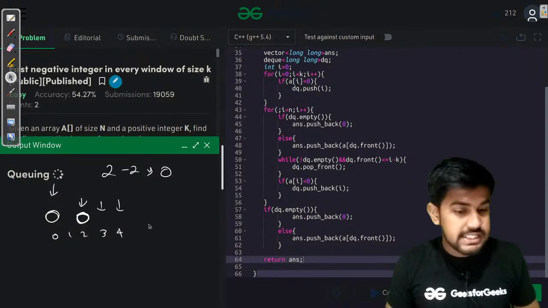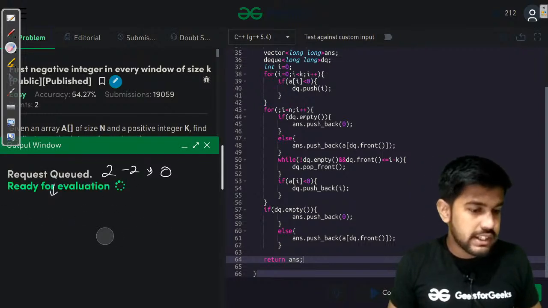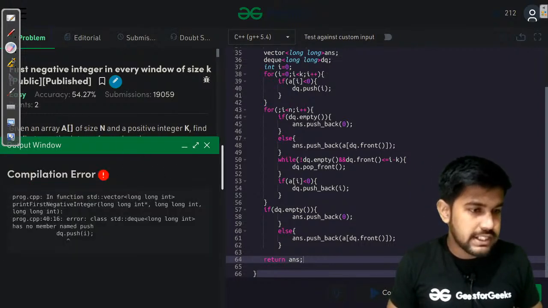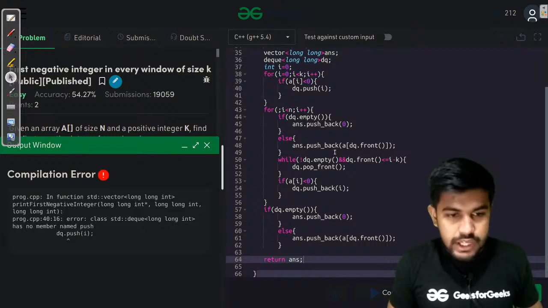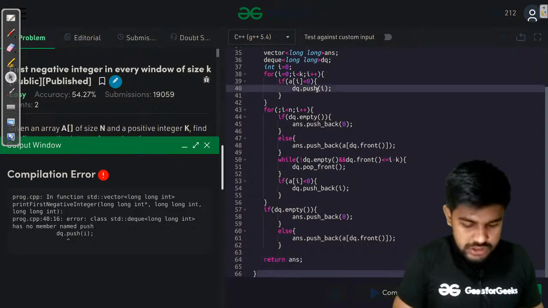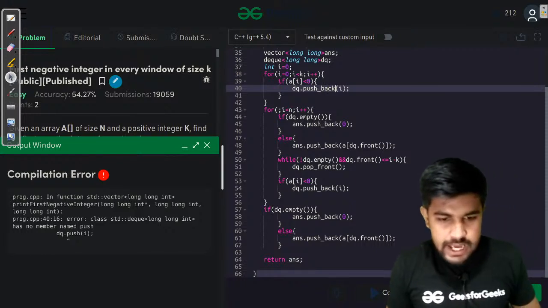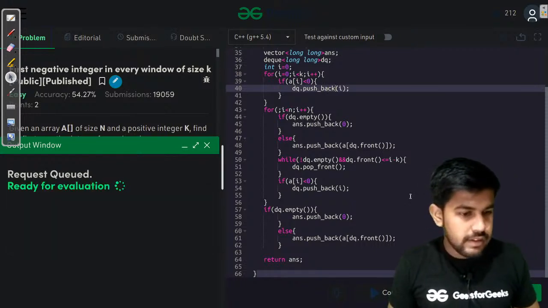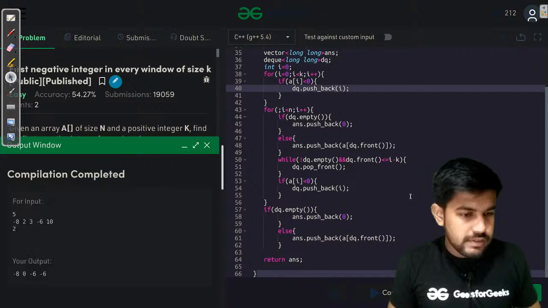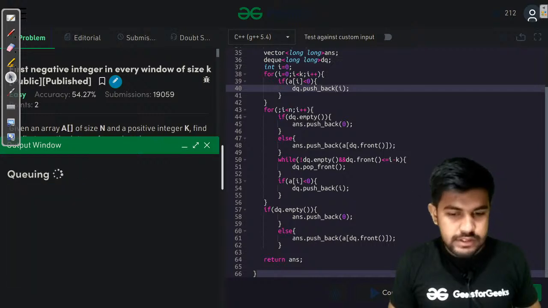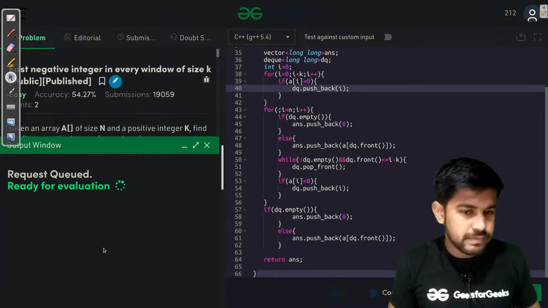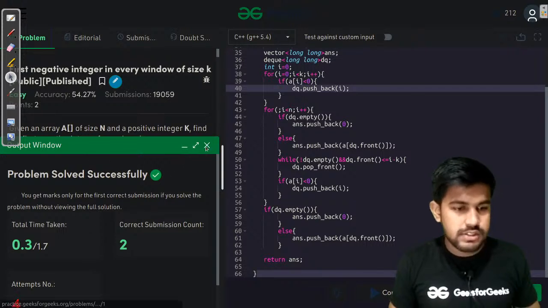Fair enough. Let's see if this is correct, whether this is giving the correct answer for the sample test cases or not. Okay, so I used this one, so that would be push back. 8066, yeah, fair enough. Yeah, so this is solved successfully.